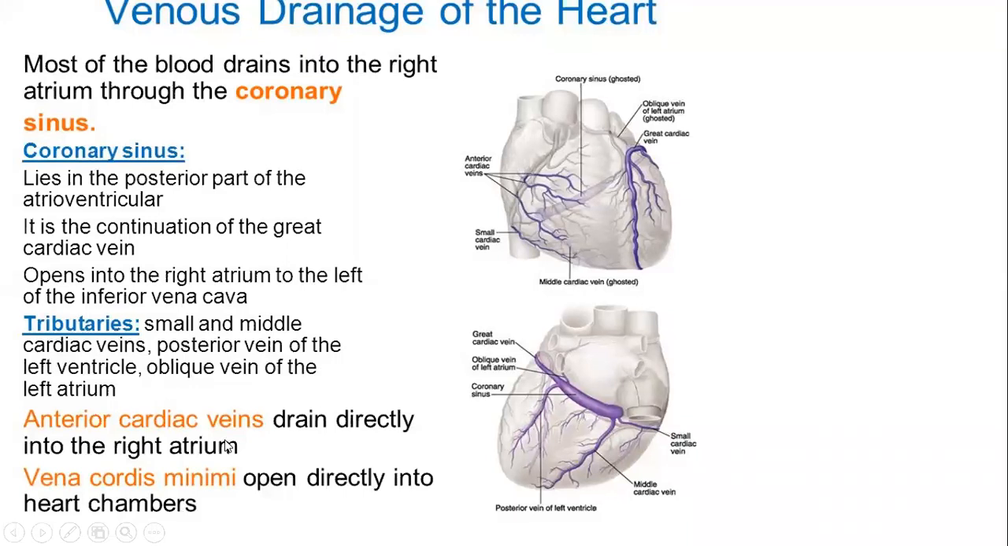Superior vena cava open करती है, inferior vena cava open करती है, और इसके अंदर tricuspid valve है, जो कि AV opening है between the right atrium and the right ventricle. इसके अलावा coronary sinus open करता है, इसके अलावा anterior cardiac veins open करती हैं, इसके अलावा vena cordis minimi है. So now you can well imagine के how many orifices or openings are located within the right atrium.